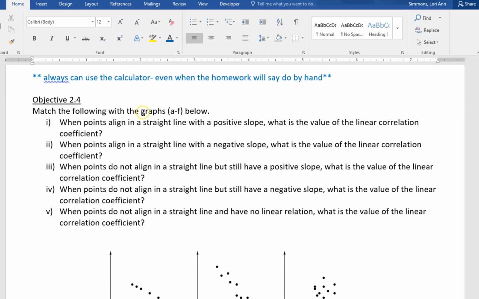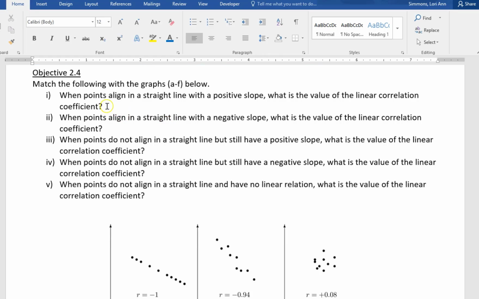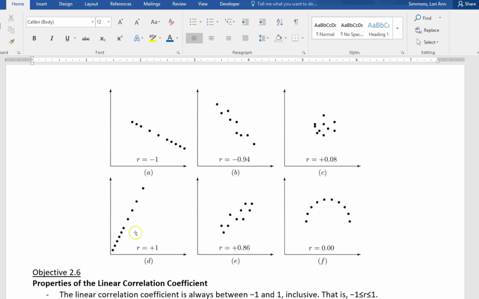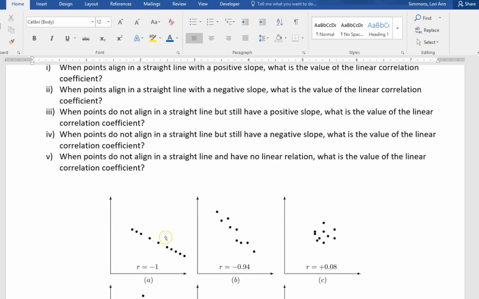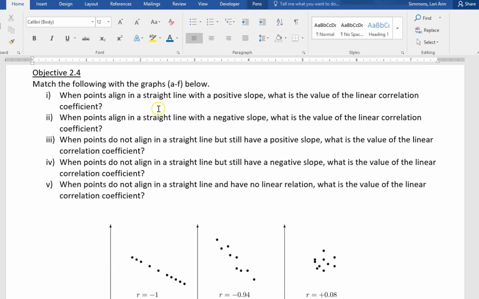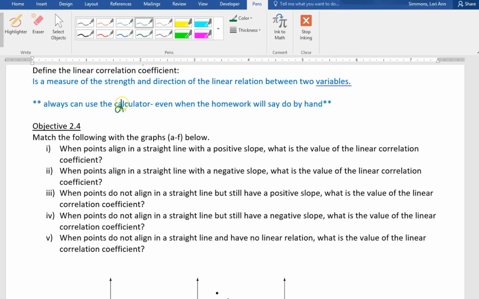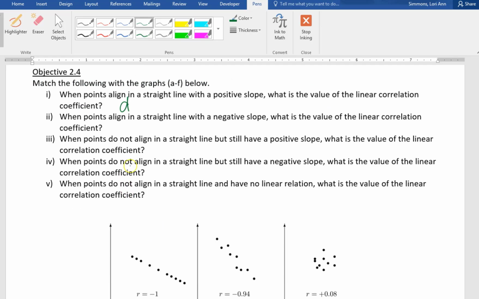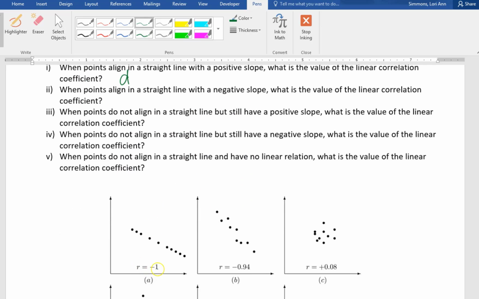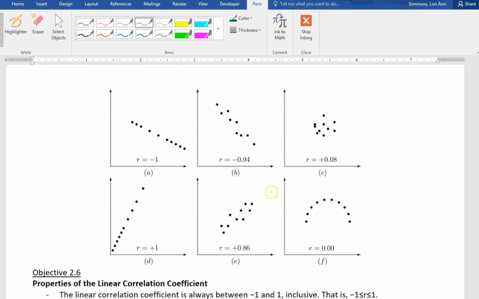So let's match the following with the graphs A through F below. So which points align in a straight line with a positive slope? This is a straight line and the slope is positive. So that'd be D. Second one, straight line with a negative slope. That's A.